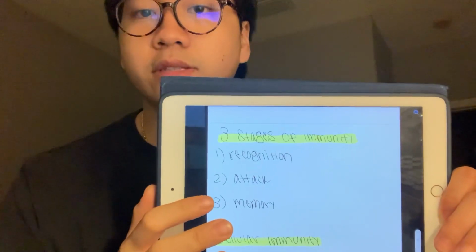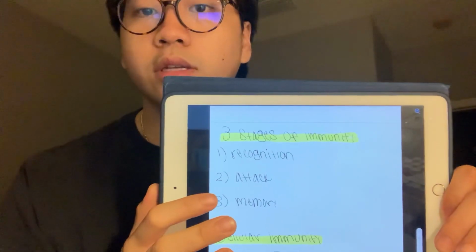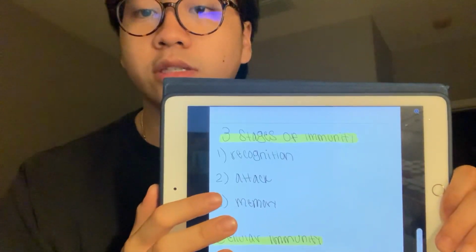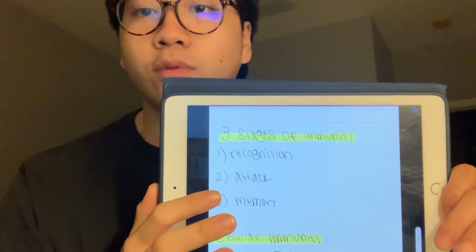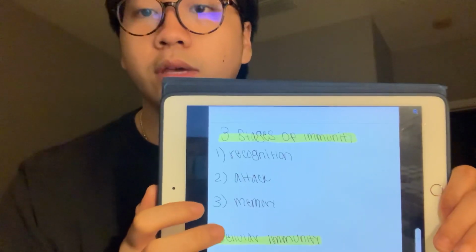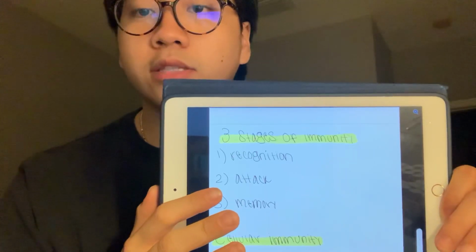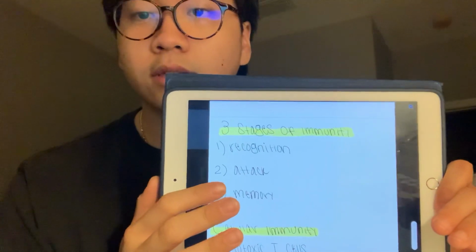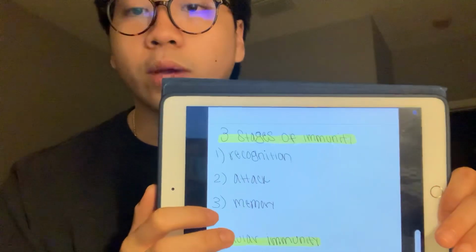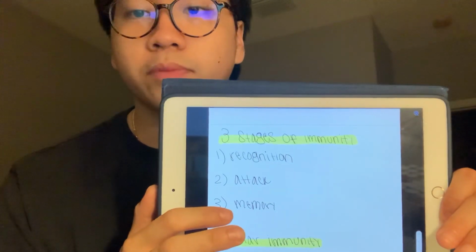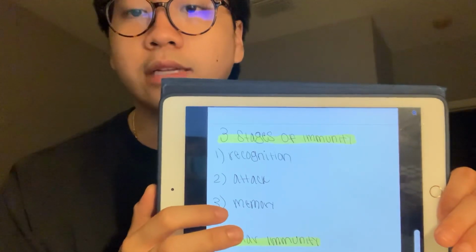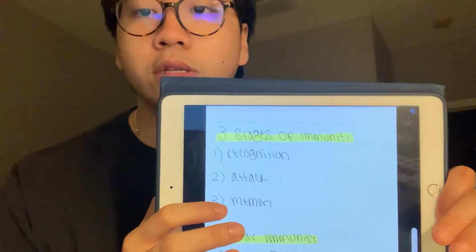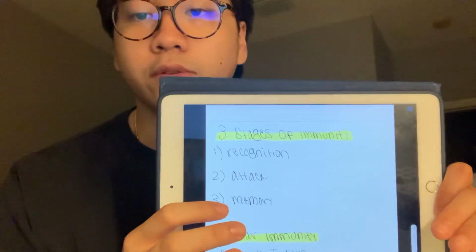The second phase is the attack phase, which is the body trying to get rid of the foreign pathogen which is currently in the body before it does any more damage. And once the foreign pathogen has been destroyed or phagocytized, it will be ingrained in the memory of the immune system, as it will be able to recognize the same specific pathogen if it is encountered in the future.